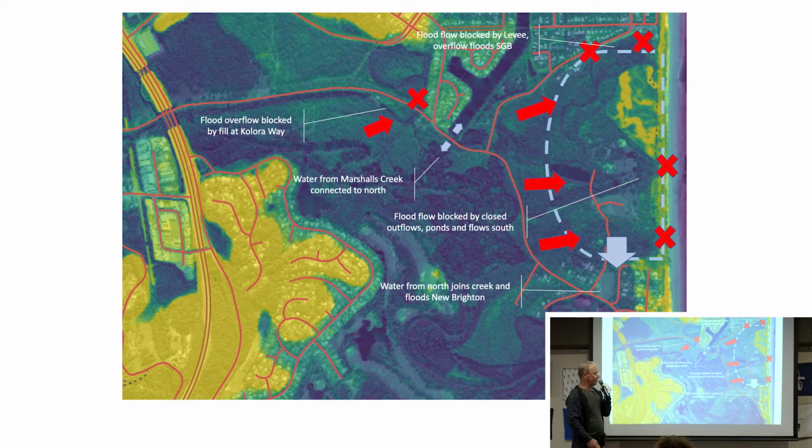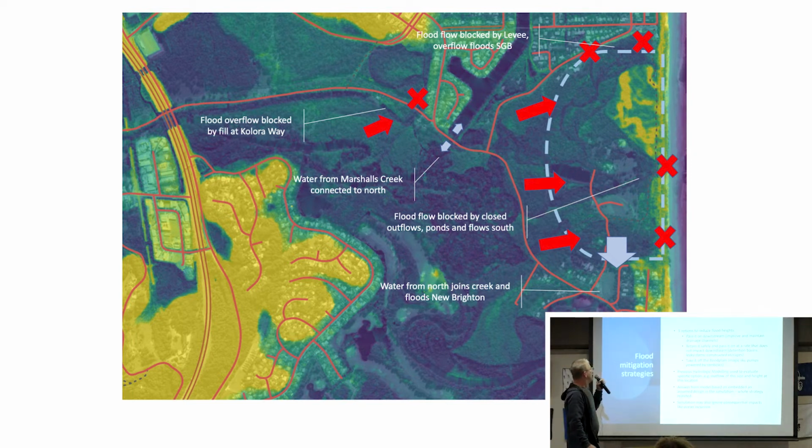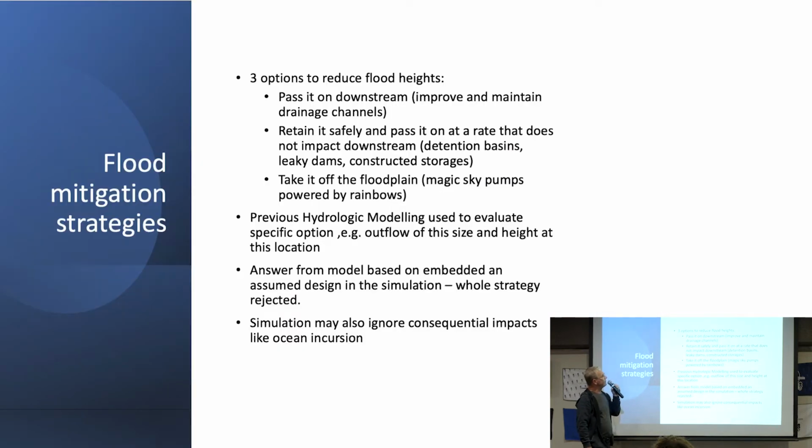Yep, okay. Finish. So if we're looking at reducing flood heights, I see that we've got three options. One is to pass it on downstream, and we do that by improving and maintaining drainage channels. That's the solution that we can use up higher in the catchments.